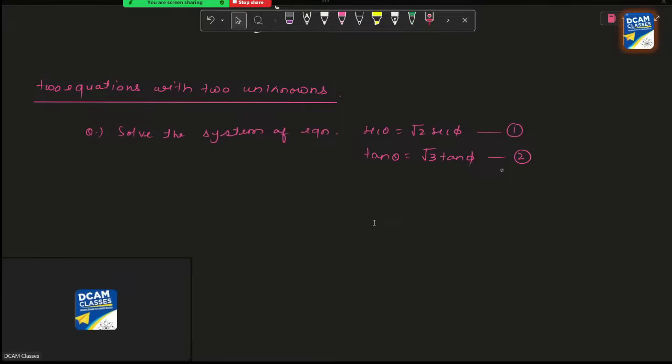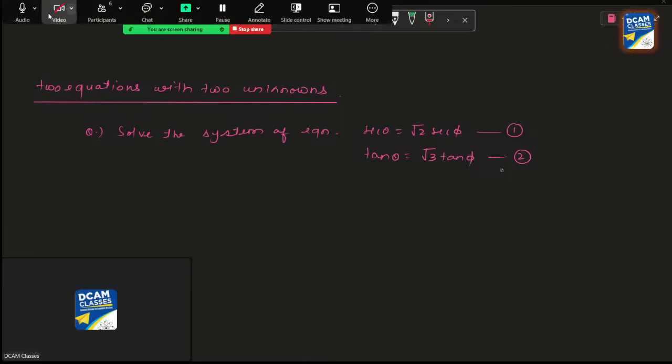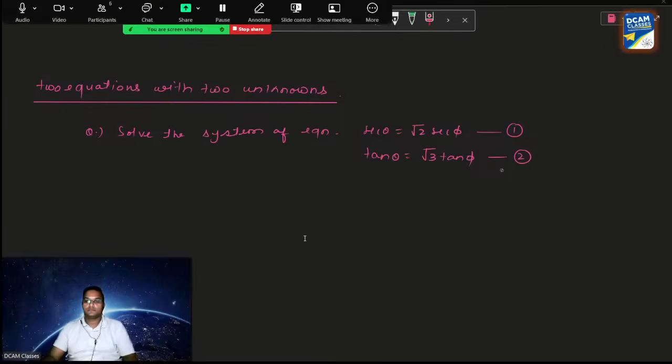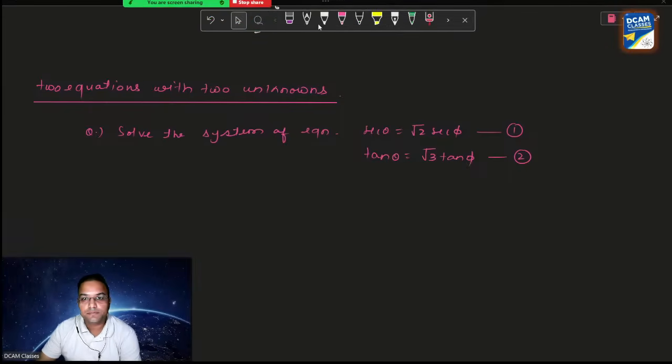Sir, could you do it? You're not able to do? See, one way is secant theta is equal to this. Sir, 2 minutes, I'm solving, please. Okay, you solve it. Don't look, look at what I'm solving.